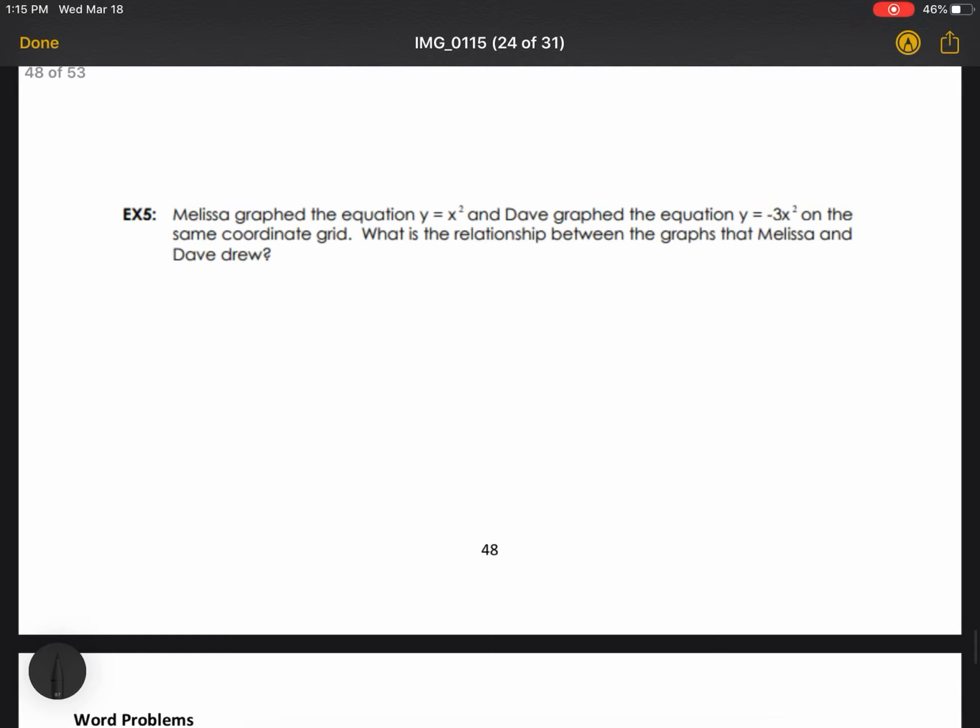Melissa graphed the equation y equals x squared, and Dave graphed the equation y equals negative 3x squared on the same coordinate grid. What's the relationship between the graphs that Melissa and Dave drew? What you can do is just type each of these into your y equals at the same time. One goes in your y1, the other goes in your y2, and then just hit the graph button and compare what they look like. If you'd like to pause the video, get that into your calculator, and see if you can come up with a comparison, and then play the video when you want the answer.